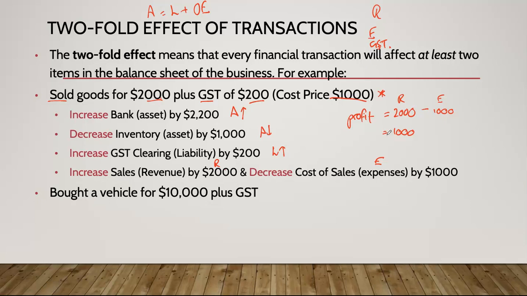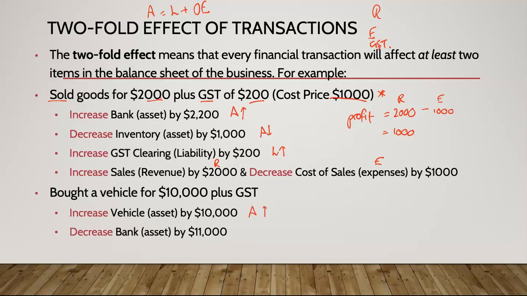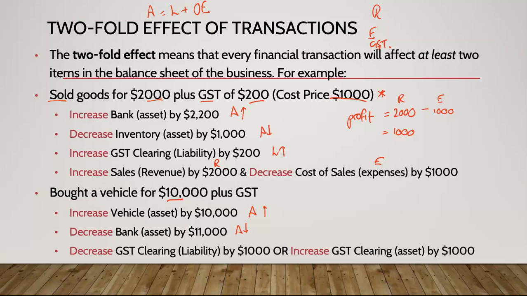Finally, what happens if I buy a vehicle? My asset is going to go up. My bank account is going to go down. Now, it might seem a bit weird. Why are these numbers different? My vehicle that I have got is worth $10,000, but I had to pay $1,000 of GST, which means my liability has decreased. So my assets have gone up by 10,000. They've gone down by 1,000 total assets, but my liabilities have gone down 1,000 as well. Might feel a bit weird.